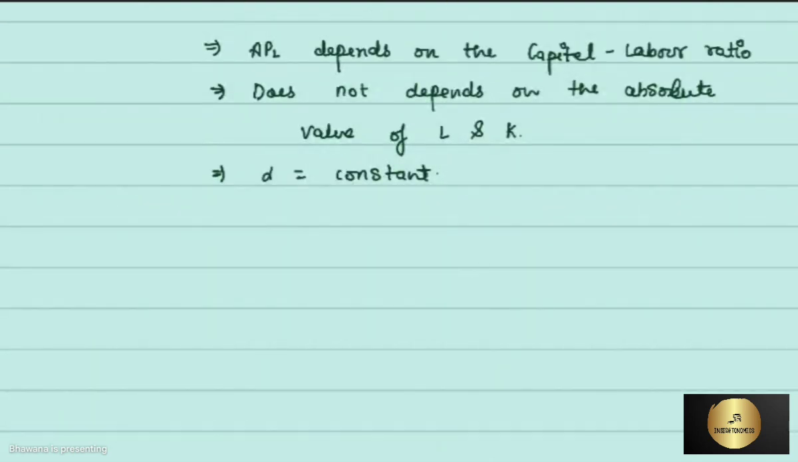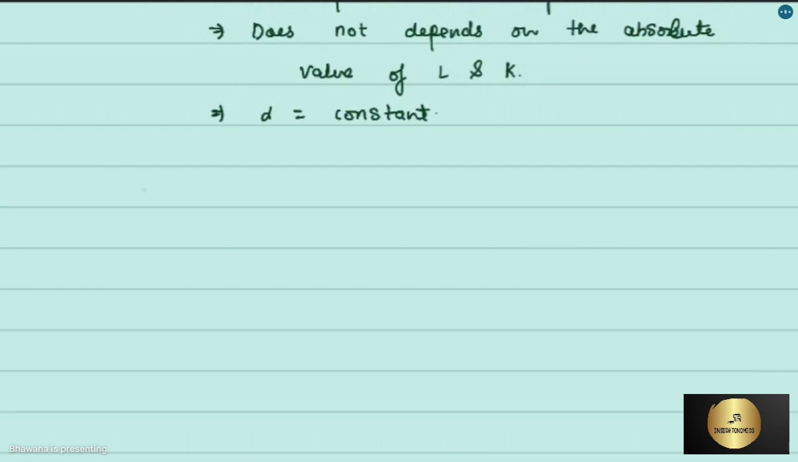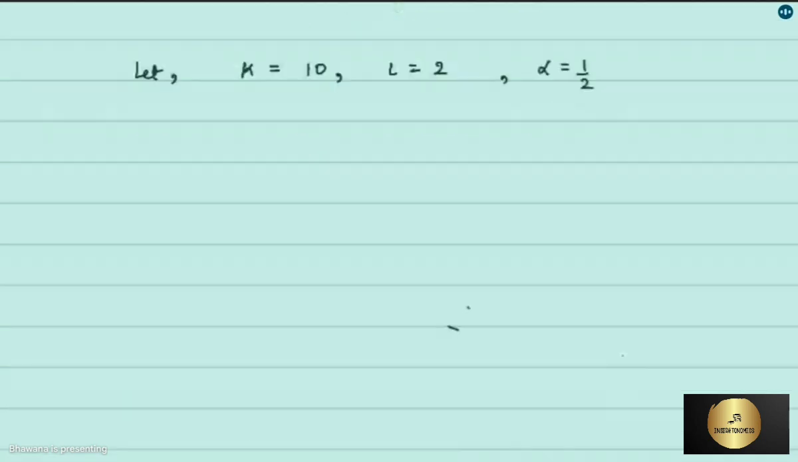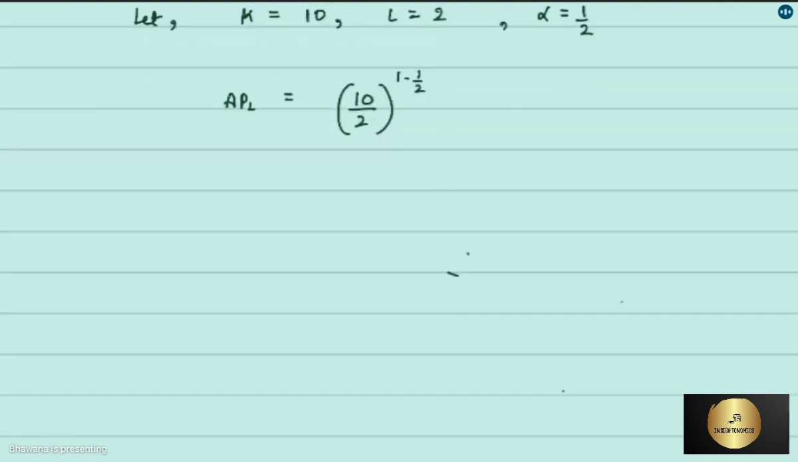And for example, let K equal 10 and L equal 2. When you put it in the function, and let's say alpha equals 1 by 2, then solve this. APL equals (10 by 2)^(1 minus 1 by 2). When you solve it, you'll get 5^(1 by 2).